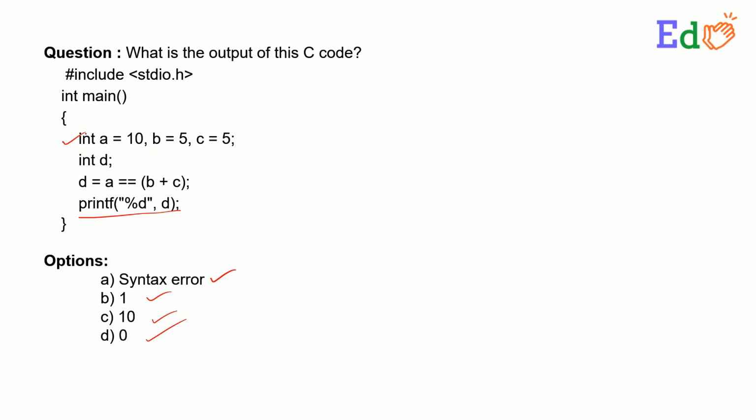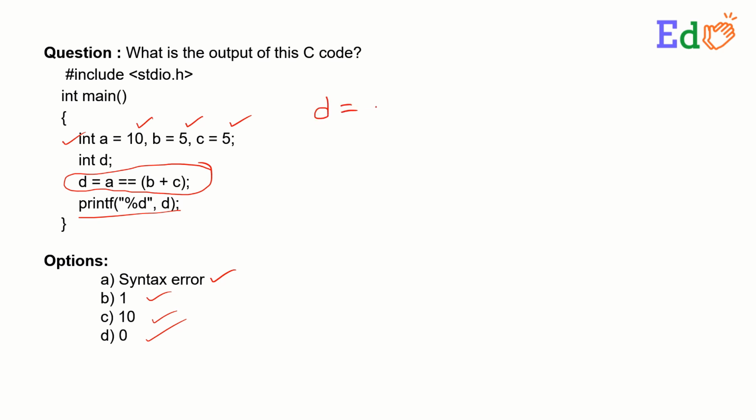In the first line, the variables have been initialized. The value of A is 10, B is 5, and C is also 5. Now the confusion is coming in this line only, so now we are explaining this line.